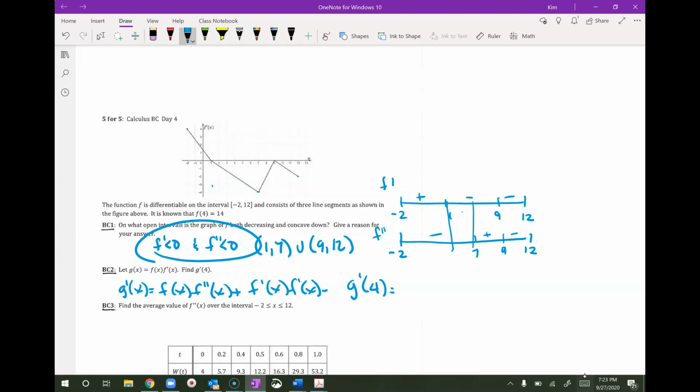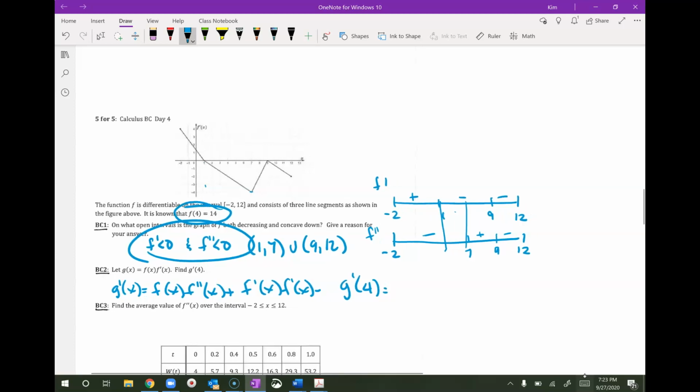will be f of 4. So I'm looking at this. This is my graph of f prime, and it's wanting me to do f of 4. And I'm going, how the heck do I know what f of 4 is? Oh, let's read the whole problem. They're going to give it to me somewhere. Don't panic. F of 4 is 14. So 14.